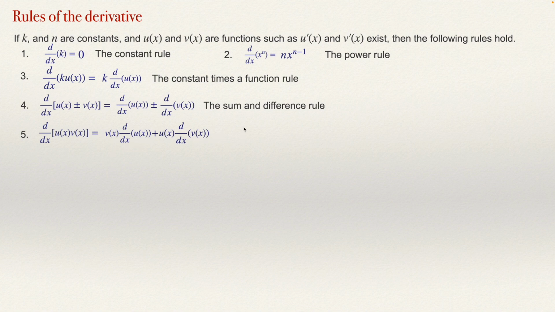And this rule is called the product rule. And if we have a quotient, we have another rule. If we have the derivative of a function over another function, it will be something similar to what you are going to get, but now the order will be important.